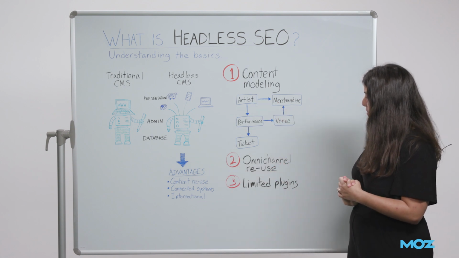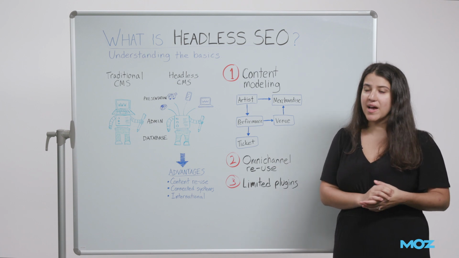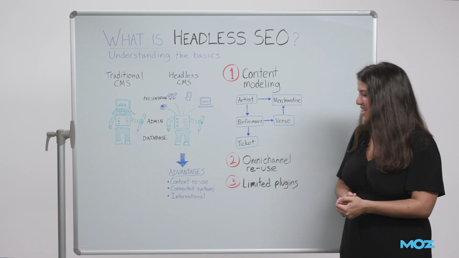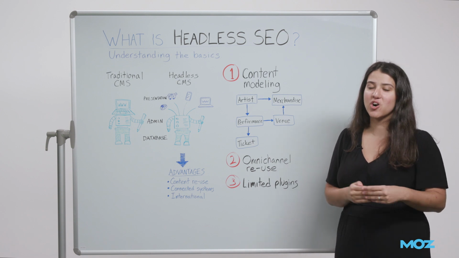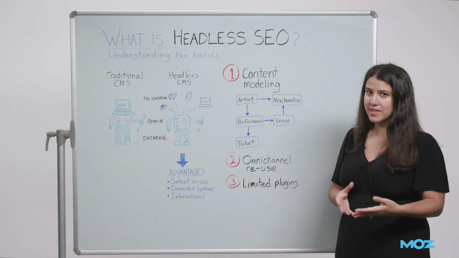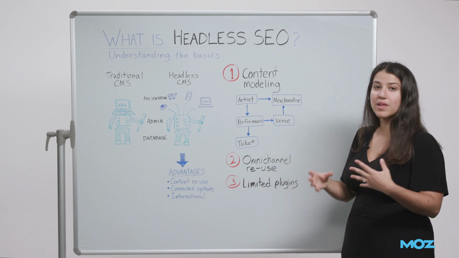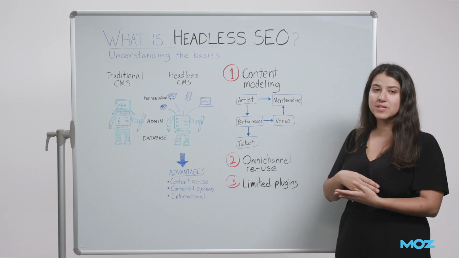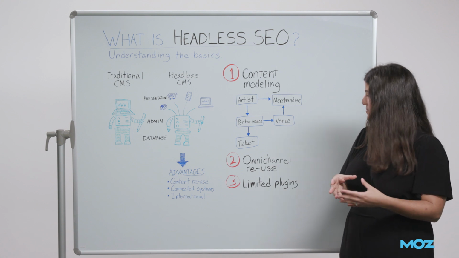We've touched upon it, but omni-channel content reuse is absolutely key to satisfy user intent in this day and age, right? So users are no longer only searching on Google, they're searching on TikTok, they're searching on Instagram, and you want to be everywhere that your audience is at. With a headless CMS, you are working with channel agnostic content, so you have to be really careful about how you're going to deploy your content to those channels where you can find your audience.